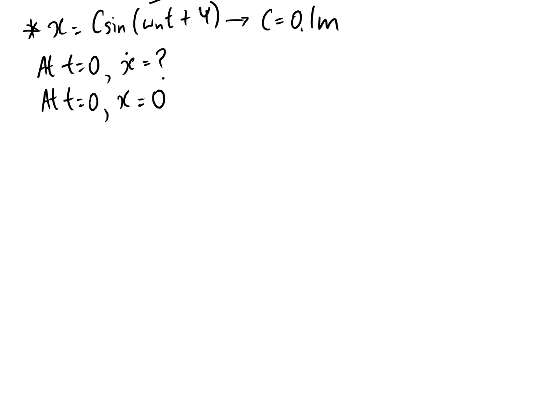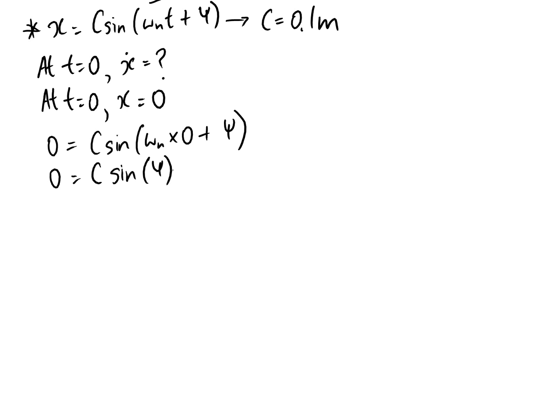Now the only unknown that we're really looking for is x dot. However, we're going to have to work out what phi is first to be able to find it. So let's go with this equation and use our first initial condition. So 0 equals c sine, I'll just leave this as omega n because it's going to go away anyway, equals 0. So 0 is going to equal c multiplied by sine of phi, and c is our amplitude. We know that's equal to 0.1.